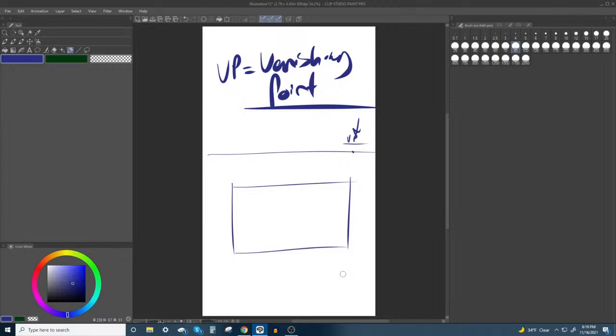Now, how do we make the square be part of the VP, the vanishing lines? So remember, parallel.